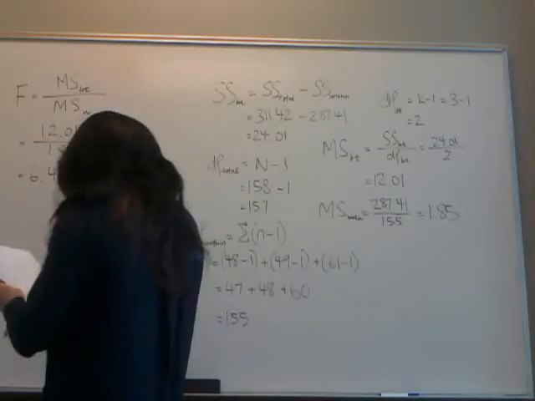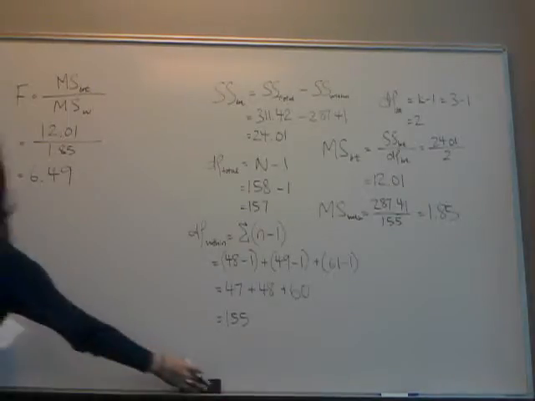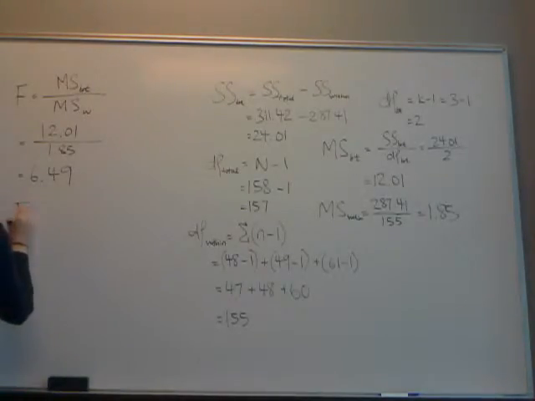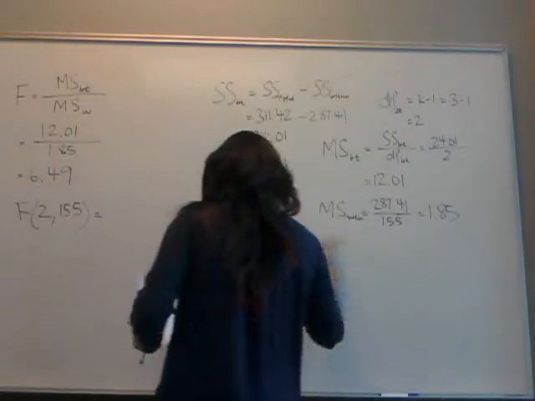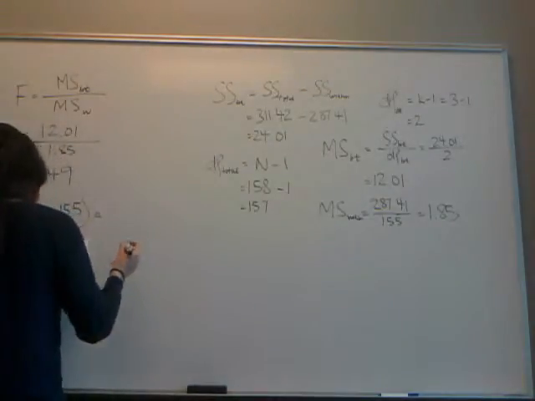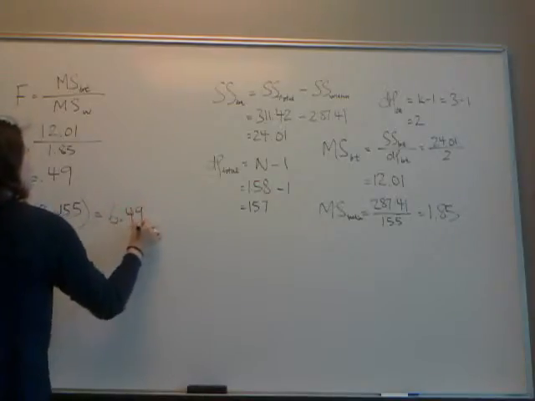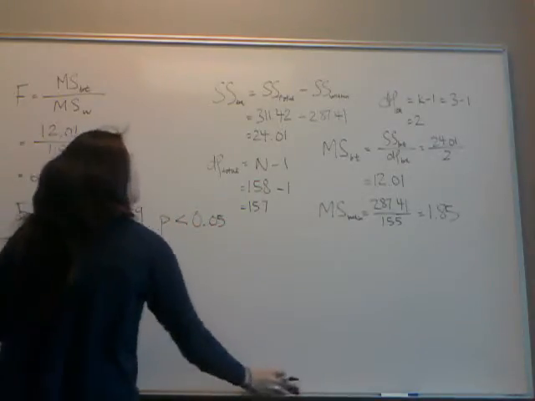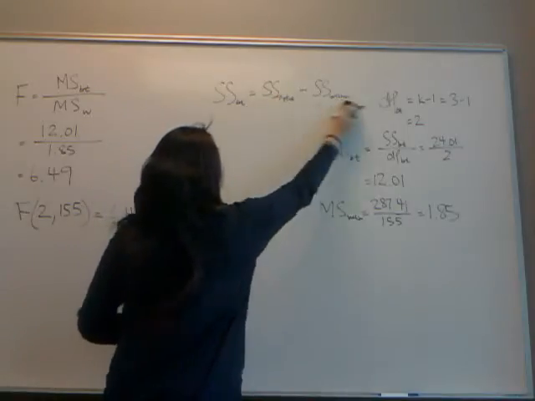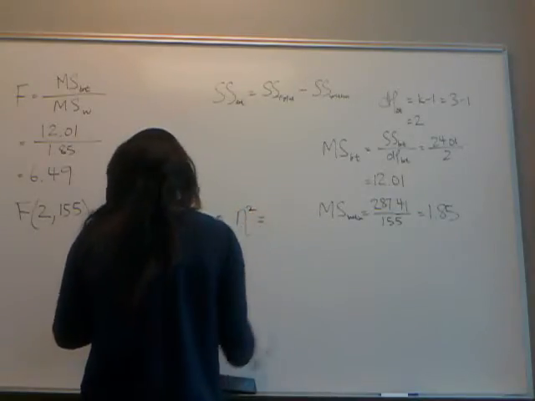So our statistical statement would look like F(2, 155) = 6.49, p < 0.05, and eta squared equals 0.08.